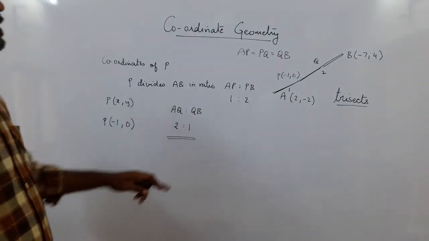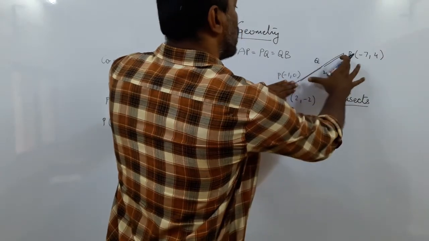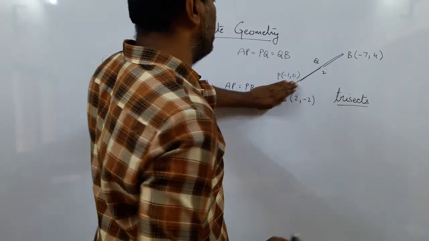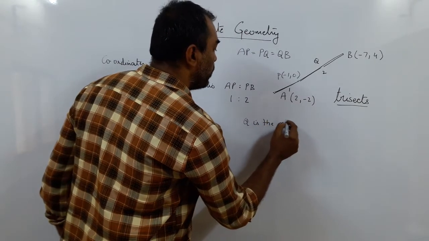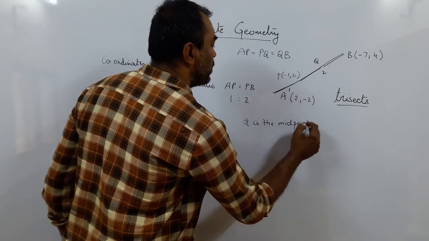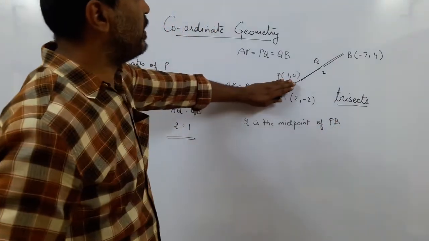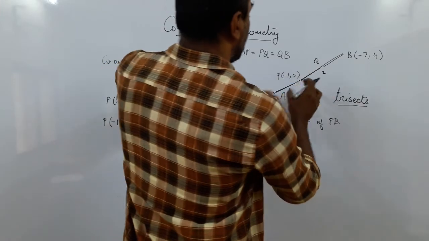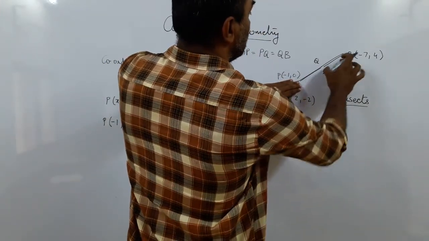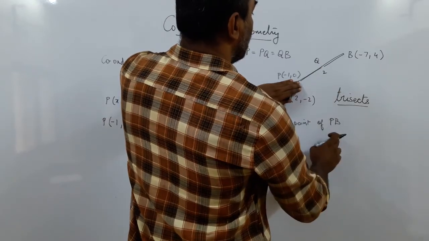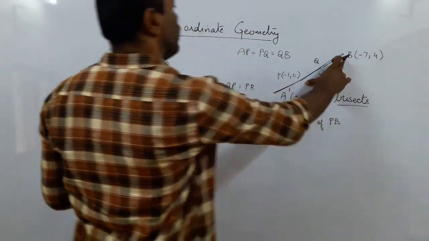The other method is, we forget the point A and only take this point, because now we know the coordinates of P. Then what do you see? Q is also the midpoint of PB. If I forget the A now, I know the coordinates of P. It was divided into 3 equal parts. If I cut one part, it remains 2 equal parts. So Q is the midpoint of PB. So you can find Q by finding the midpoint of PB.